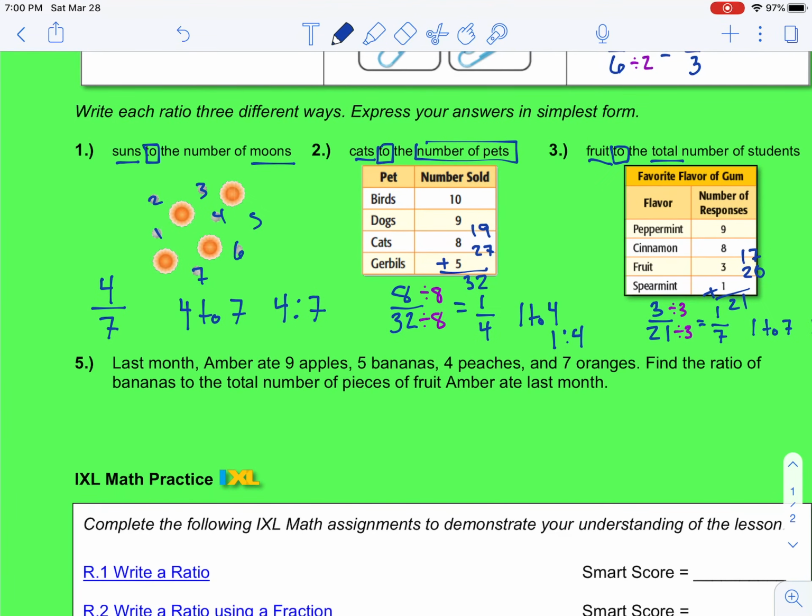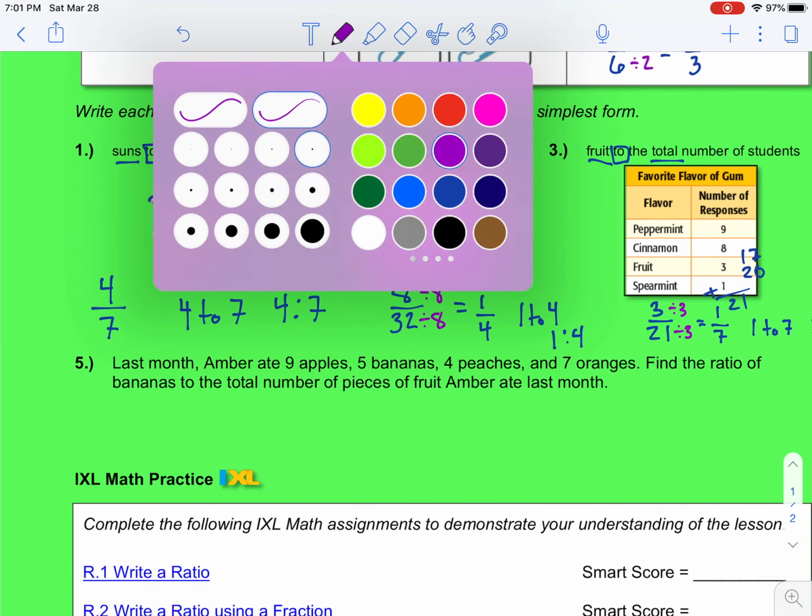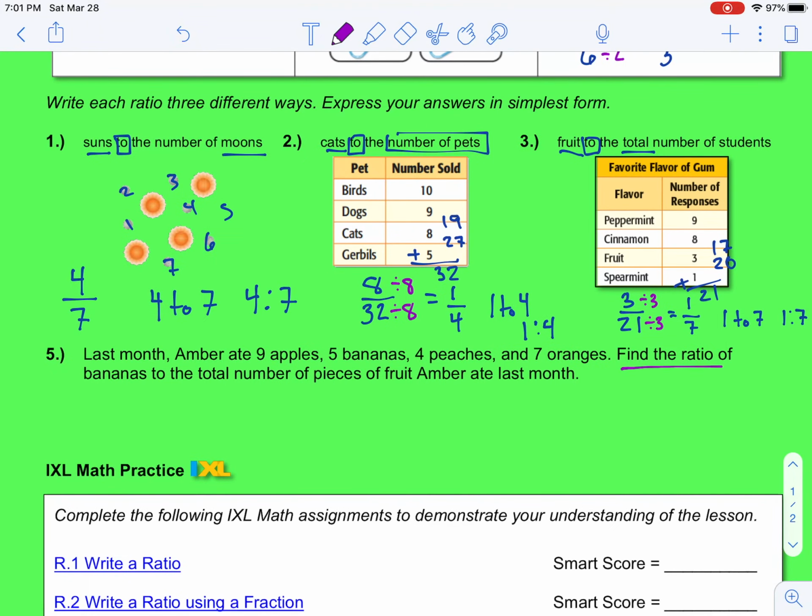One last problem. Last month, Amber ate 9 apples, 5 bananas, 4 peaches, and 7 oranges. Find the ratio of bananas to the total number of pieces of fruit Amber ate last month. So I'm looking for a ratio, and I want that ratio to be bananas to total number of pieces that Amber ate.